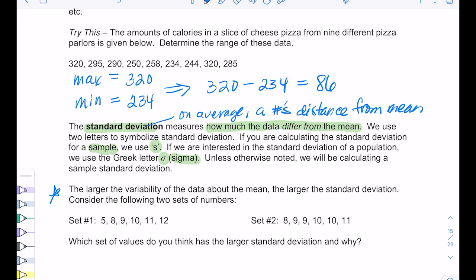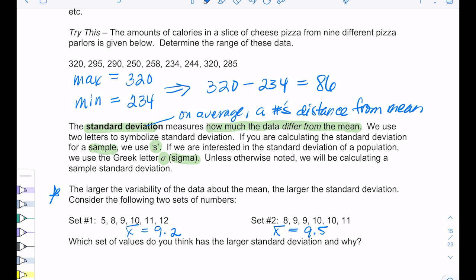So the first thing I would do to figure out which data set has the larger standard deviation, since it's the variability of the data about the mean, I would want to find the mean. So to find the mean, remember, we're just going to add, like in set number 1, we would add 5 plus 8 plus 9 plus 10 plus 11 plus 12, and then divide by 6, which is the number of numbers that there are. So when you do that, you get your average for data set number 1 is 9.2. And if you find the average for data set number 2, it comes out to be 9.5.